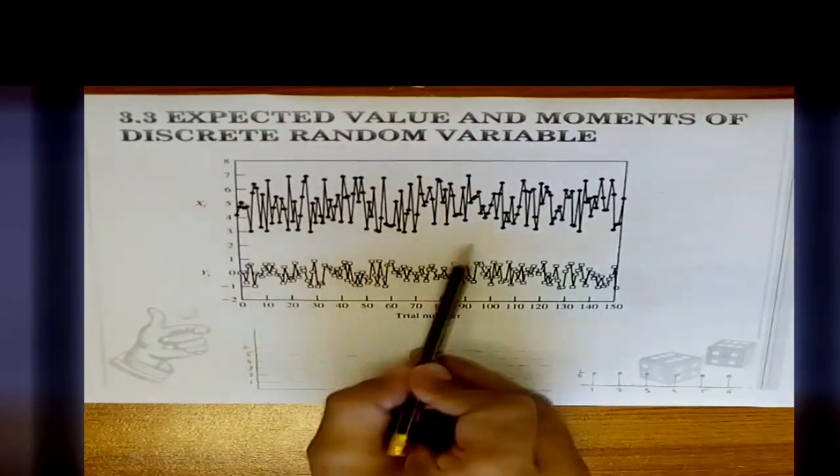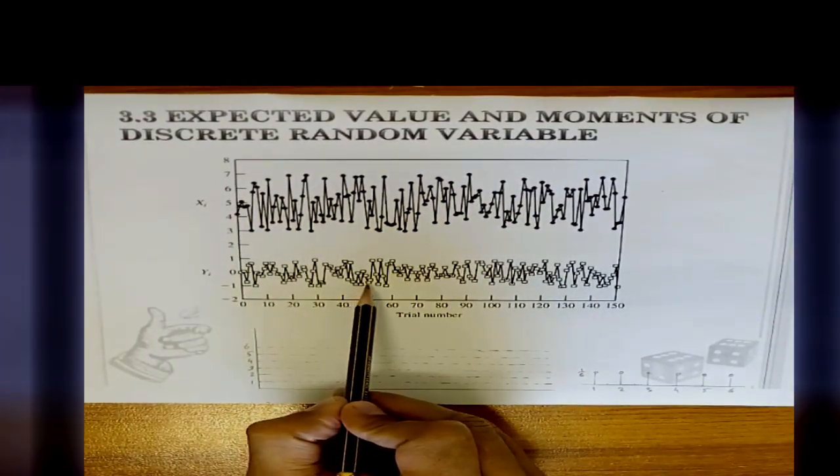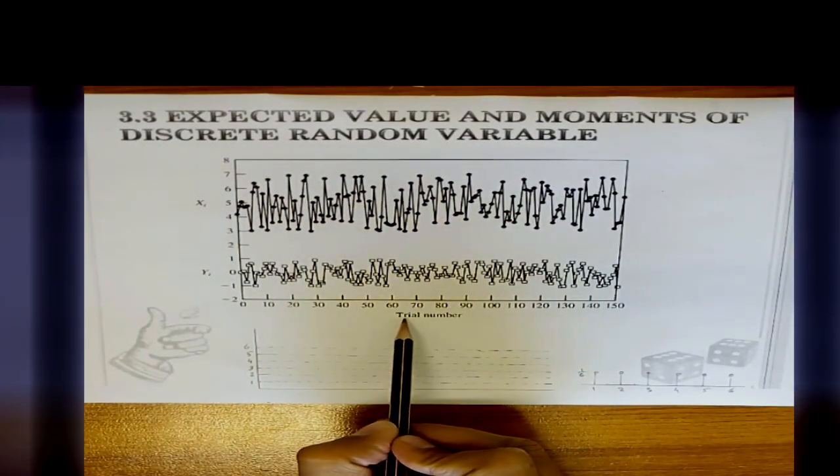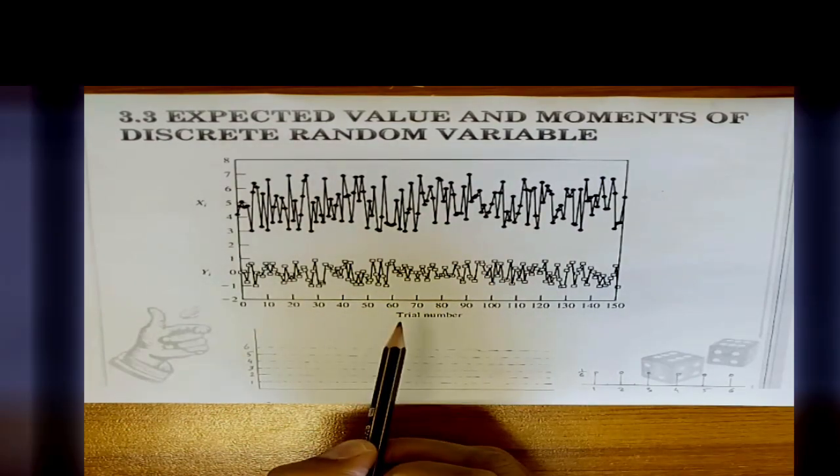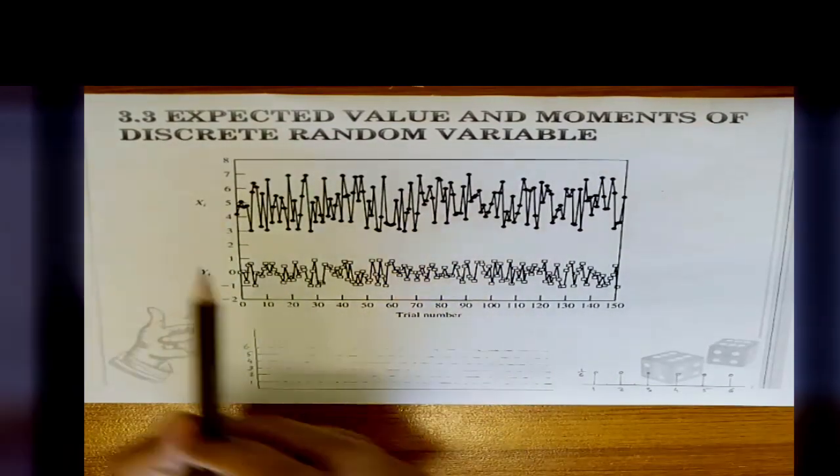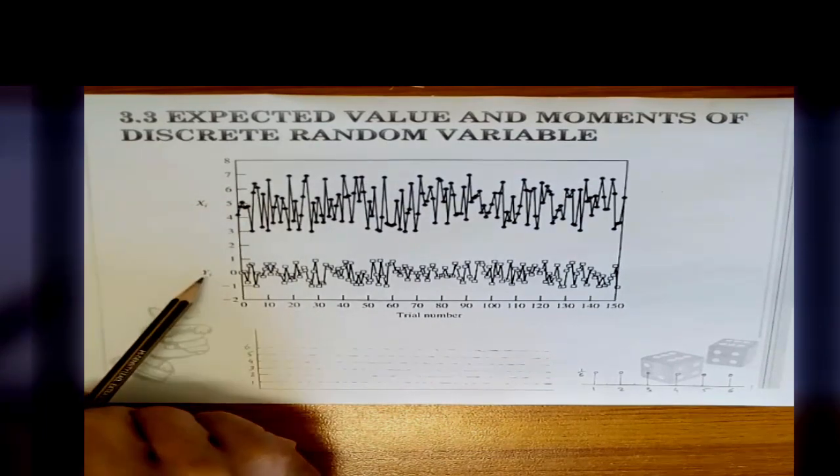Today's topic is expected value and moments of discrete random variable. This figure is from your book. Here it shows 150 repetitions of a random experiment to generate two random variables x and y.